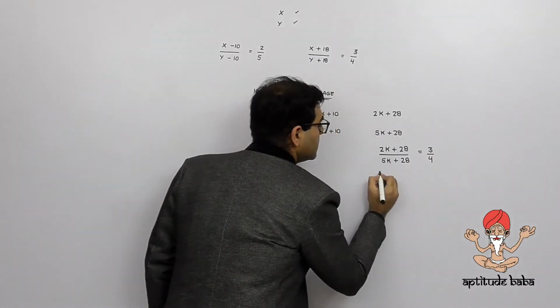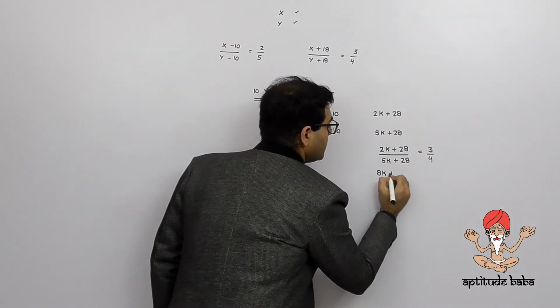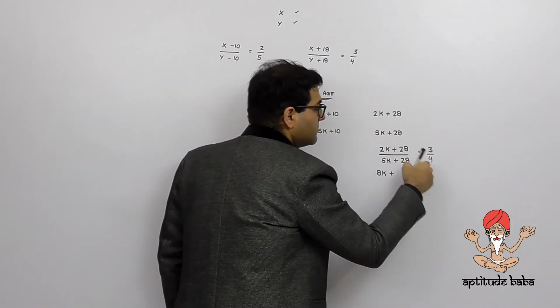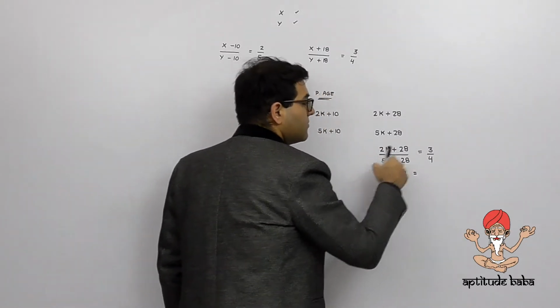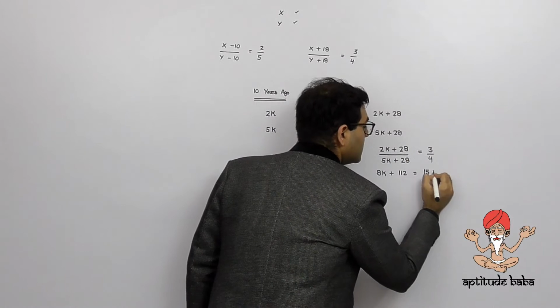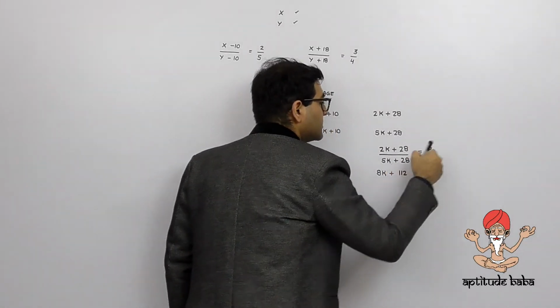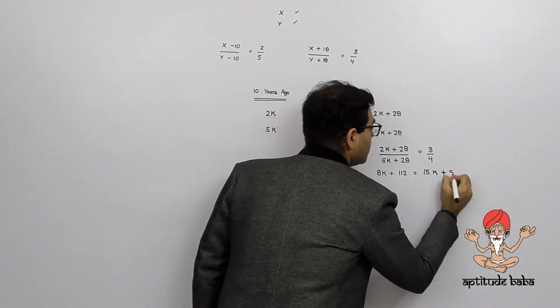क्रॉस मल्टीप्लाई कर लेते हैं. सो 8k प्लस 28 टाइम्स 4, दैट इज 112 इज इक्वल्स टू 5k इंटू 3, 15k प्लस 28 टाइम्स 3, 84.